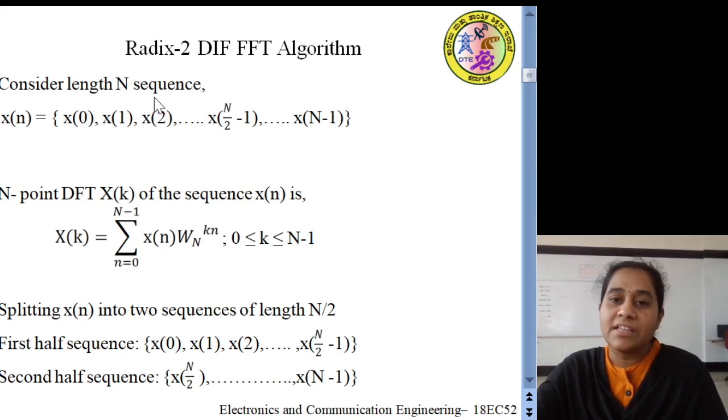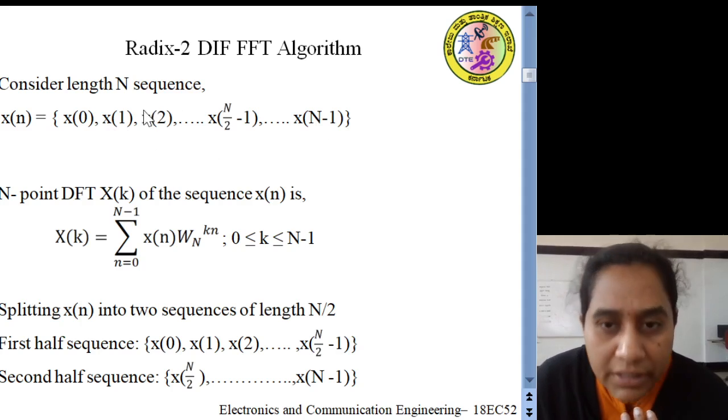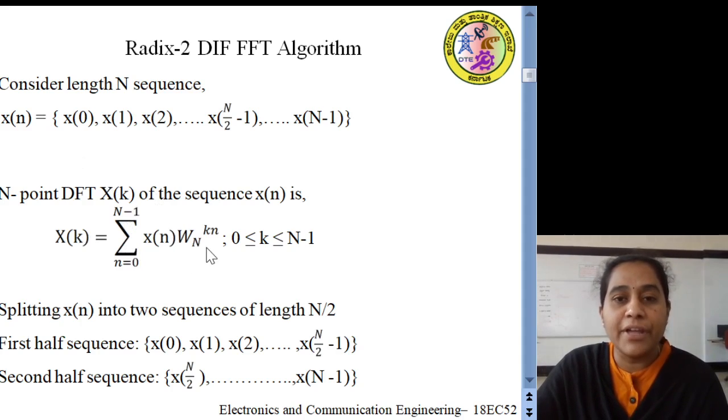So our x of n is a length N sequence, that is it is having x of 0, x of 1, x of 2 up to x of N by 2 minus 1 till x of N minus 1. So there are N number of samples. The N-point DFT of this x of n is given by X of k which is equal to summation n varying from 0 to N minus 1 x of n into W_N raised to the power of kn, for the value of k varying from 0 to N minus 1.